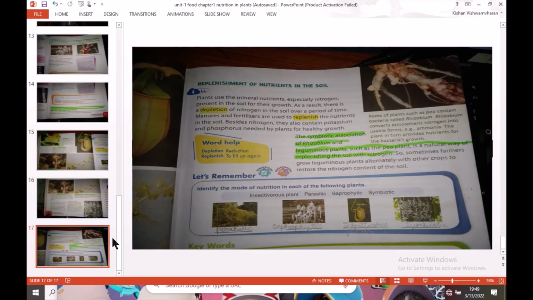The symbiotic association of rhizobium and leguminous plants such as the pea plant is a natural way of replenishing the soil with nitrogen. So sometimes farmers grow pea plants alternately, beside the main plant, so that the nitrogen content of the soil increases and other crops will grow.